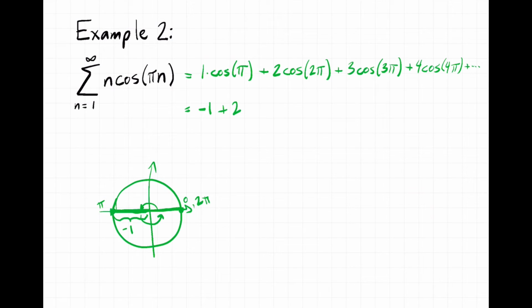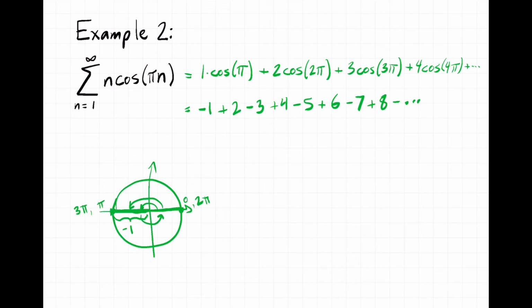Now we've got cosine 3 pi. 3 pi puts us back over here. And the cosine is -1. So we're going to have -3. Now 4 cosine 4 pi. Well, 4 pi puts us back at the positive side of the circle. The cosine of 4 pi is +1, so +4. Then we'll have -5 plus 6 minus 7 plus 8 minus etc.